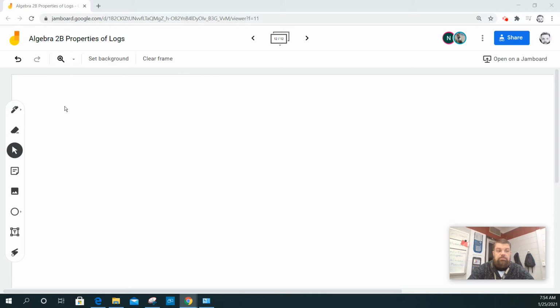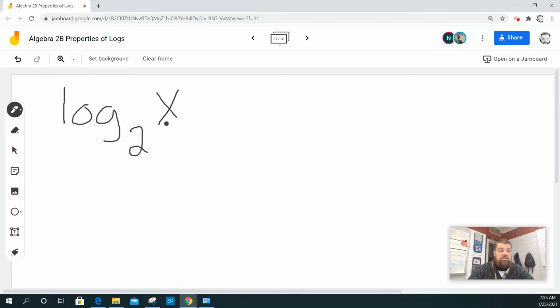All right, so we're going to look at log base 2 of x equals 24. Now, this is an interesting thing.